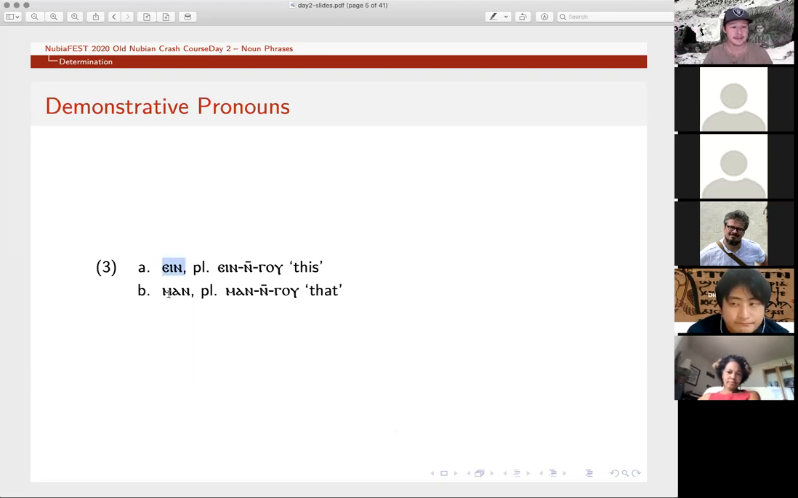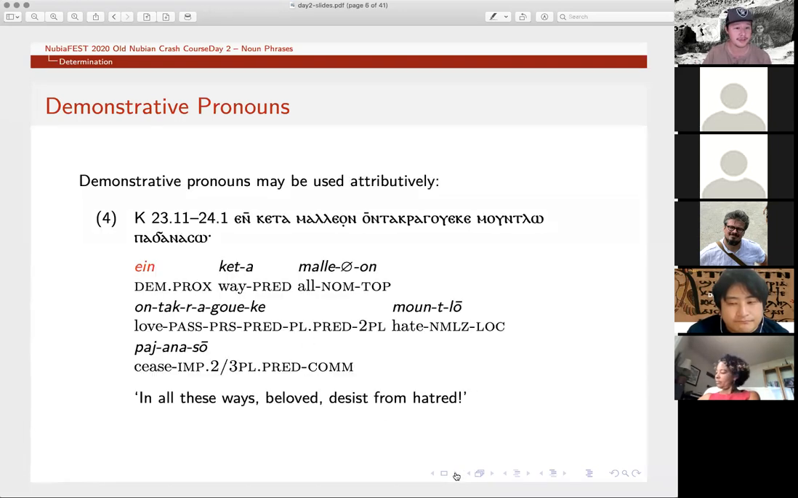They are in and man, and they have also special plural forms with this additional morpheme in, and then a plural marker gu, which is not obligatory. And we will see later when we discuss plurals that indeed this gu is not obligatory, but when the demonstrative is plural, you always need this in, as we will see. I think I have some examples here.